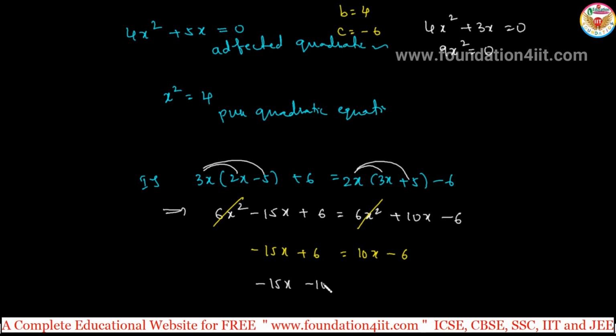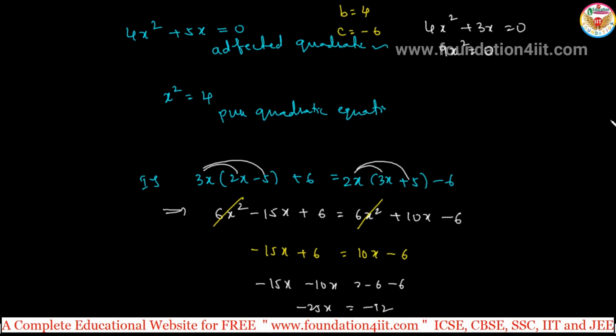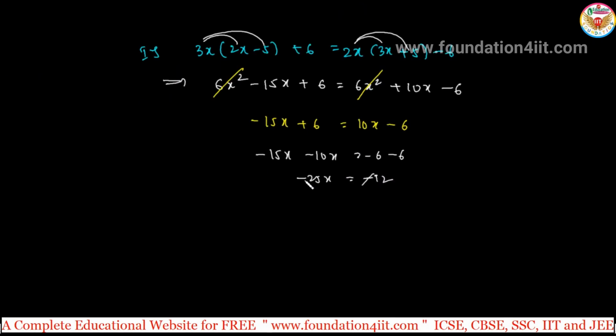Minus 15x, minus 10x, minus 6, minus 6. Take the right side. Then minus 25x is equal to minus 12. Finally, if you get cancelled, just 25x is equal to 12. That is, let us take this one.